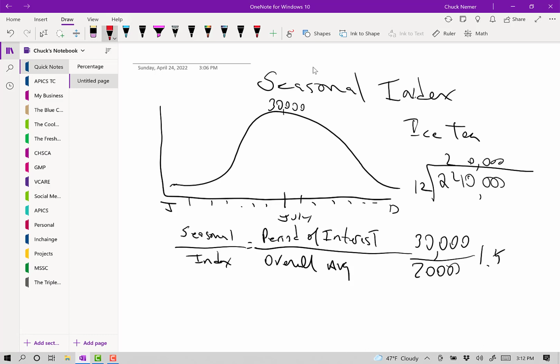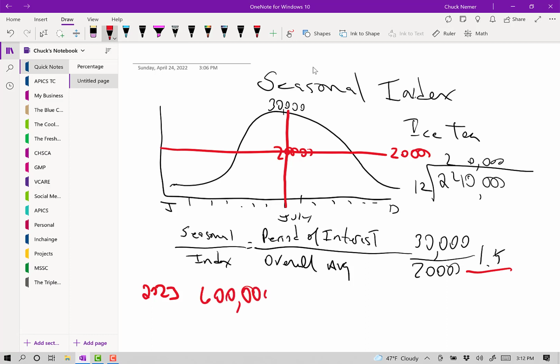So let's kind of plug in that 20,000 average per month. So if we looked at July, what we're saying is July is 1.5 times the overall average. So what do we do with that? Well, if 2023 comes up and we figure out that because of the type of tea we have, everybody likes it, our demand is going to go up to 600,000 gallons per year, then we can forecast what July is going to be, because July would be 1.5 times the average.